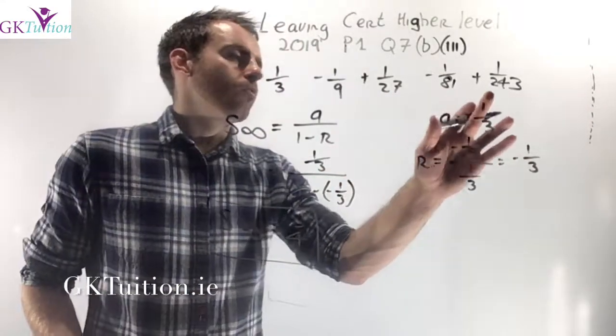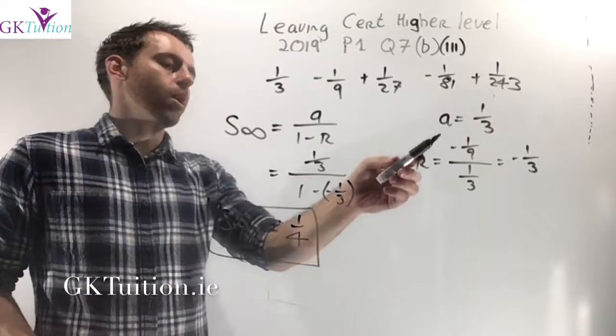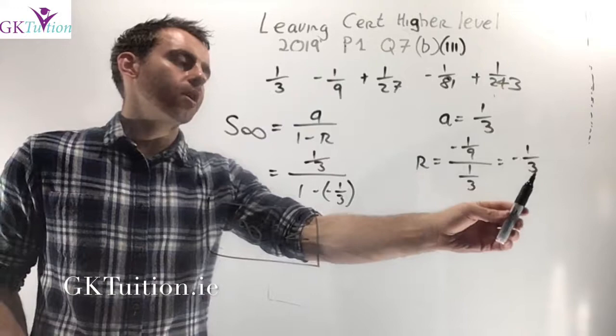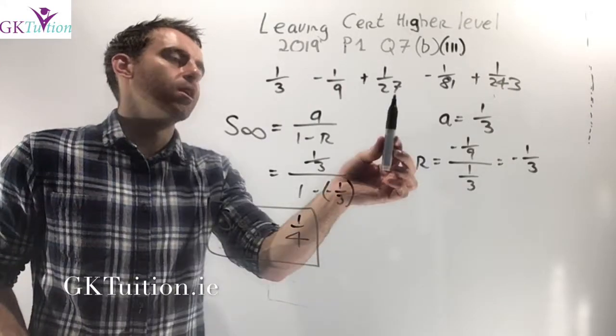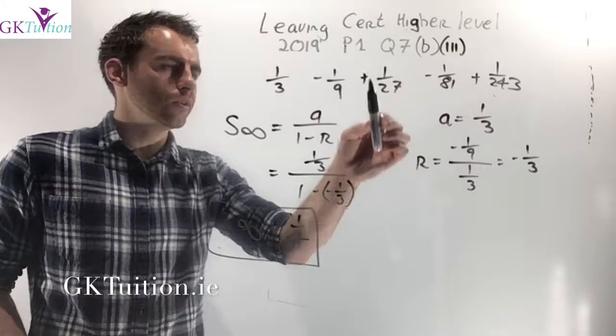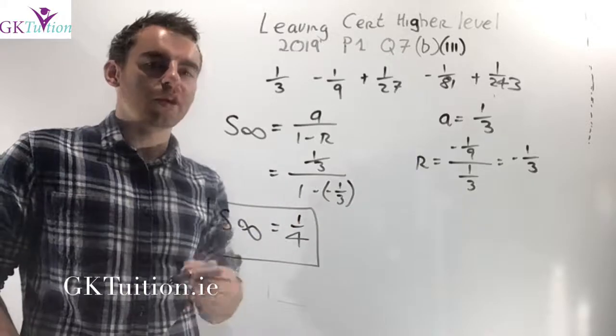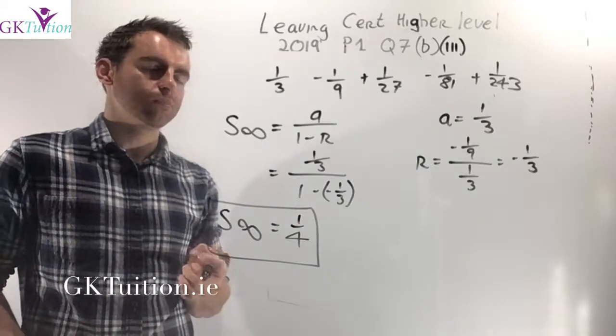Now remember, if you don't recognize it's a geometric series, you should try a couple of terms. So minus 1/9 divided by 1/3 will give you minus 1/3. As will the third one divided by the second one, also minus 1/3. And if we kept going in this series, that would keep happening. So there's a common ratio, which means it's a geometric series.